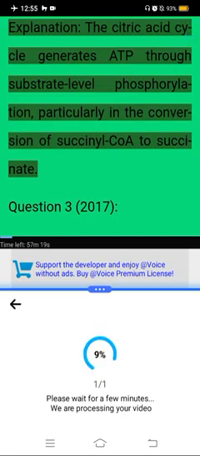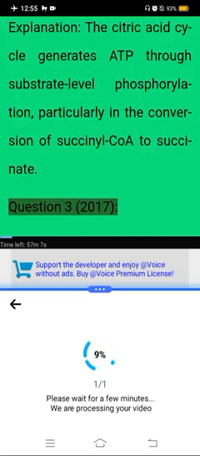Explanation: the citric acid cycle generates ATP through substrate level phosphorylation, particularly in the conversion of succinyl-CoA to succinate. Question 3, 2017.